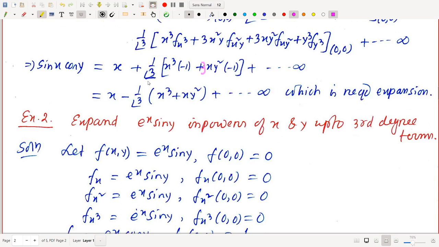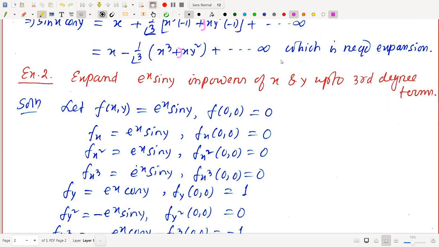So finally what you get, minus taken common, x cube, and here 3 is missed, so let us give 3 here again. So this is the required expansion up to third degree terms.